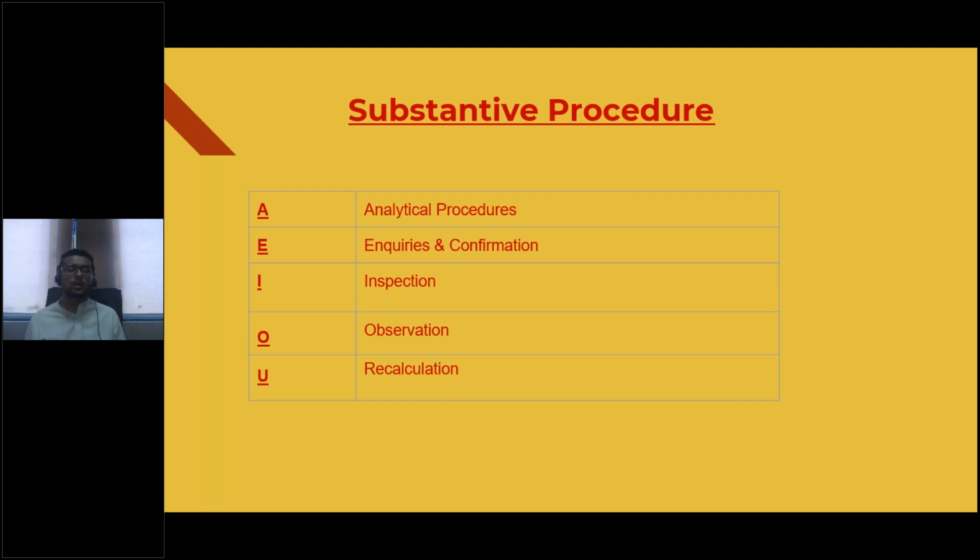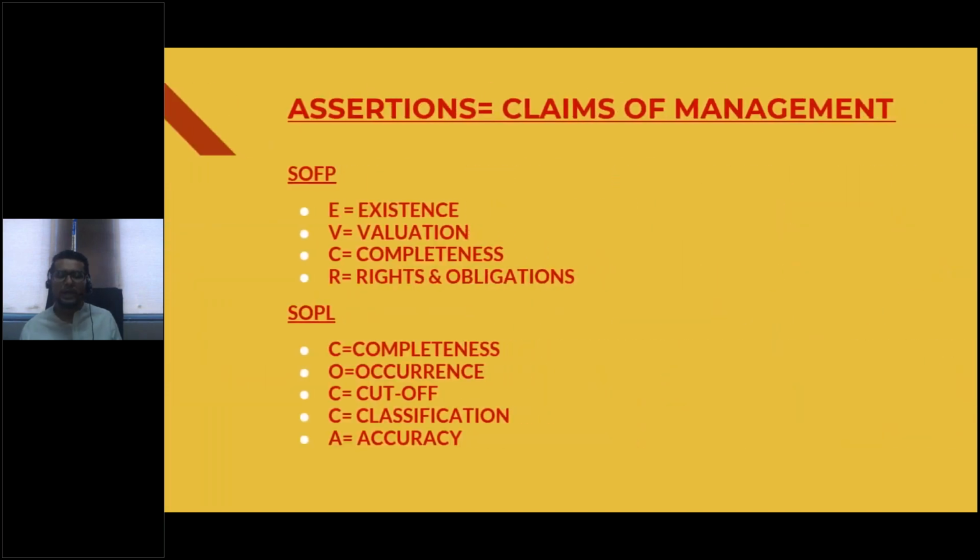E for inquiries, we need to inquire from the management and seek confirmations. We need to seek confirmation from third parties. I for inspection, we need to inspect either the tangible assets, or certain documents or books of accounts. We can observe, we can recalculate. So we need to apply AEIOU. But why do we need to apply AEIOU? Because we need to verify assertions. What kind of assertions? Such as EVCR and COCCA. The EVCR assertions have got to do with the statement of financial position, whereas COCCA assertions have got to do with the statement of profit or loss account.